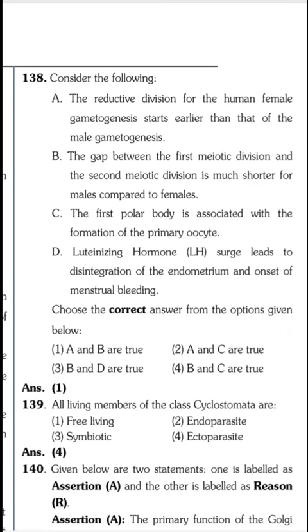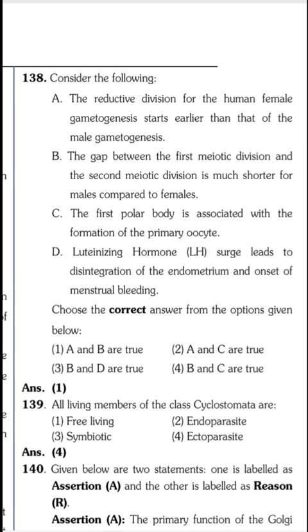So the reductive division for the human female gametogenesis starts earlier than that of the male gametogenesis. This is a correct statement. The gap between the first meiotic division and second meiotic division is much shorter for males compared to the females. That is also a correct statement. First polar body is not involved in formation of primary oocyte, they degenerate. So C statement is incorrect.